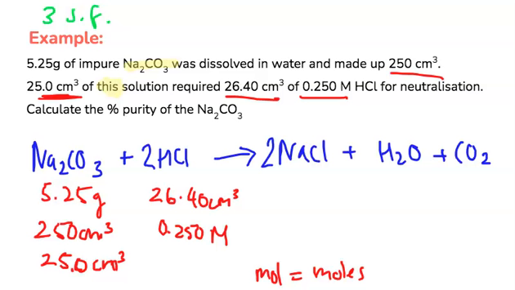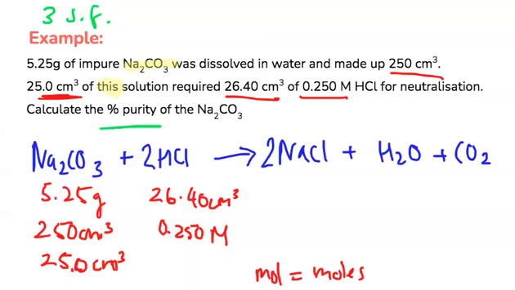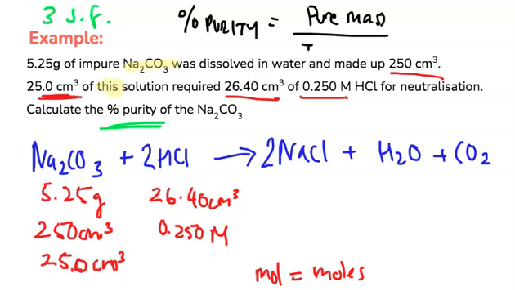So I'm nice and organised. I know I want 3 significant figures for the final answer, and I can figure out what my final step needs to be now. So I've been asked to calculate the percentage purity of the sodium carbonate. Now the percentage purity is calculated like this. I'll just write this at the top. So percentage purity is equal to the pure mass divided by the total mass times 100.